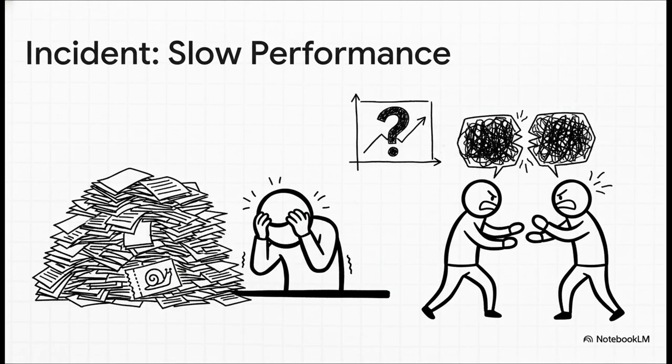Okay, an incident comes in. Users are reporting slow performance. Sound familiar? Without a dedicated process, this ticket just gets lost in the big pile of requests for new features. The product owner is totally swamped, there's no hard data, and the team just wastes hours, maybe even days, debating if it's a real problem or just someone's perception.